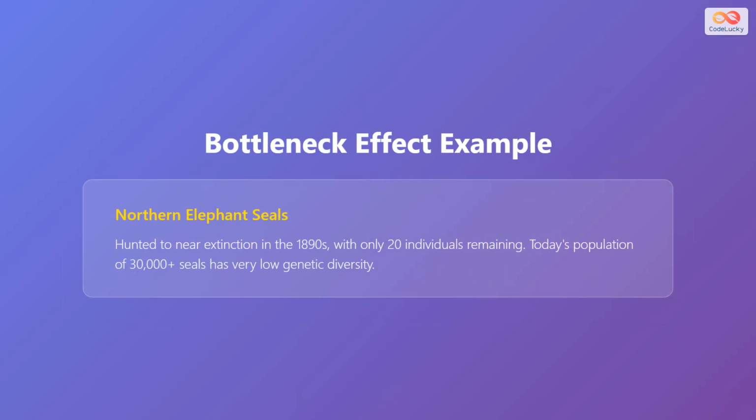A classic example of the bottleneck effect is the northern elephant seal. In the 1890s, these seals were hunted nearly to extinction, with only about 20 individuals remaining. Although their population has since recovered to over 30,000 seals today, they have remarkably low genetic diversity. This is because all modern elephant seals descended from those 20 survivors, who represented only a tiny fraction of the original population's genetic variation.